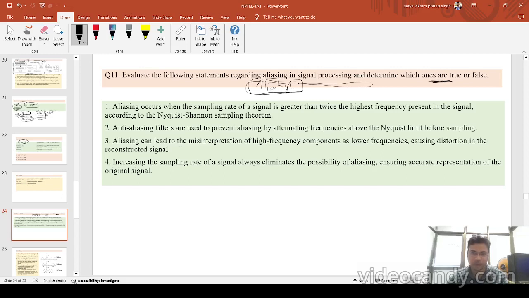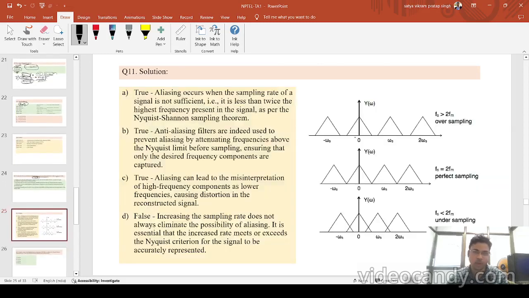Okay guys, let's come to the solution part. First I will explain what aliasing is and how these options are correct or incorrect based on this concept. First let's explain this aliasing part.